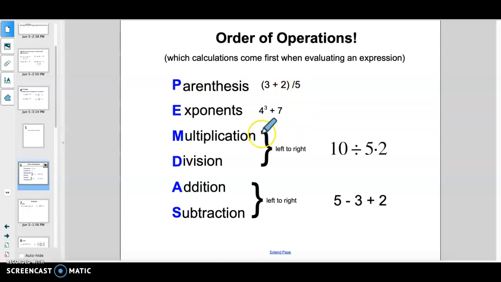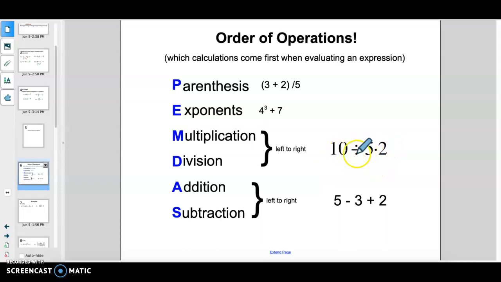And I have little examples off to the side. So a few of these are special. So multiplication and division, those happen from left to right. So even though division comes after multiplication in the list, you still would do division first if they're together, so you go left to right.